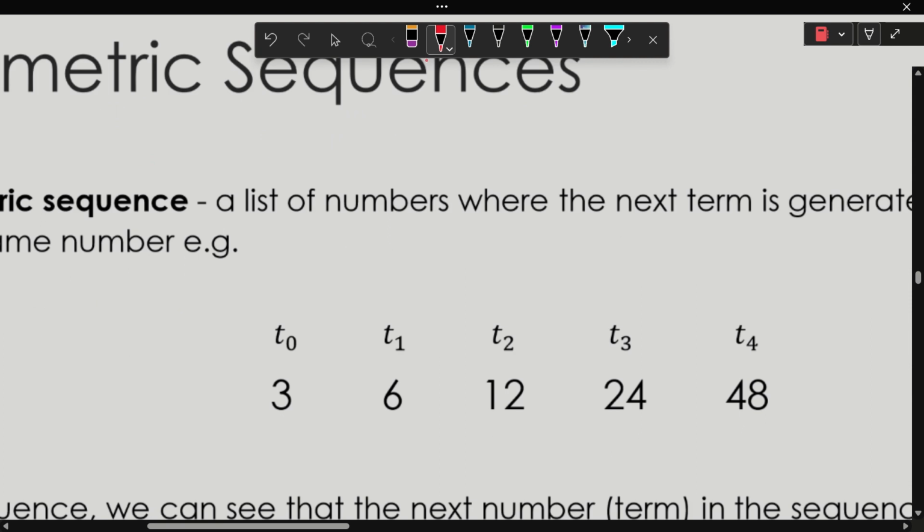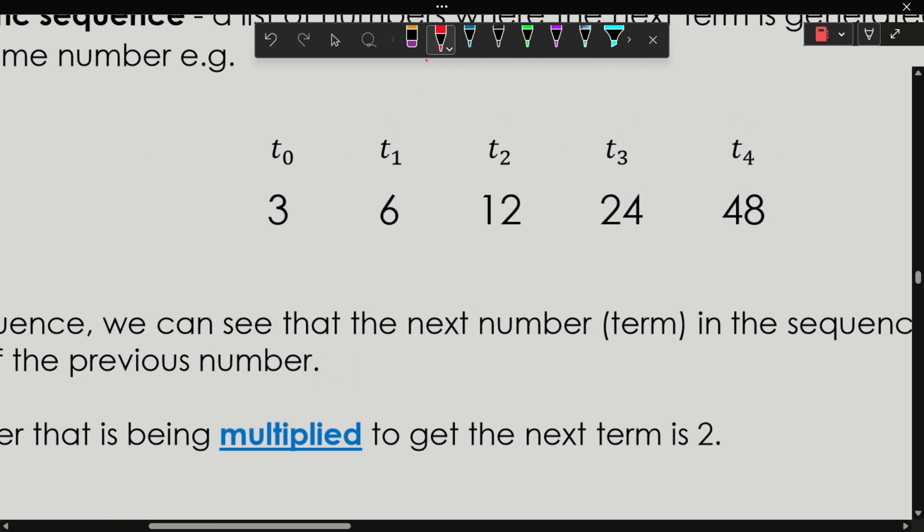So let's look at this sequence. We can see that the starting number is 3, and from there to the next number, it's 6. Okay, so you can say it's gone plus 3 if you're trying to think of this arithmetically, but then it's gone plus 6. So it's not an arithmetic sequence, is it? It's not adding anymore. So from 3 to 6, it's doubled. So it's times 2. From 6 to 12, it's also doubled.